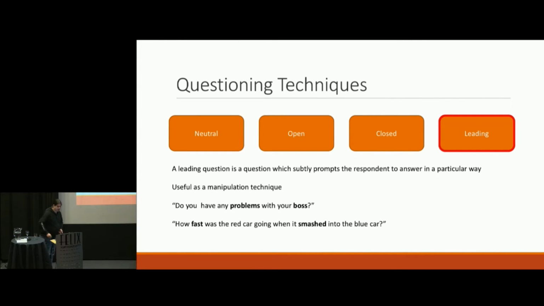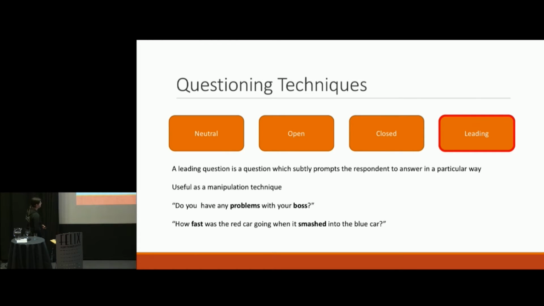And the final one is a leading question. This is where you're trying to steer someone down a particular path or train of thought. As an example, we've got here, do you have any problems with your boss? Well, I've highlighted two words there, problems and boss. You're kind of leading them to start thinking, well, do I have a problem with my boss? Well, yeah, maybe I do. I really hate that thing where he slaps me on the back when I've done something nice. So it's kind of leading someone in a certain direction.